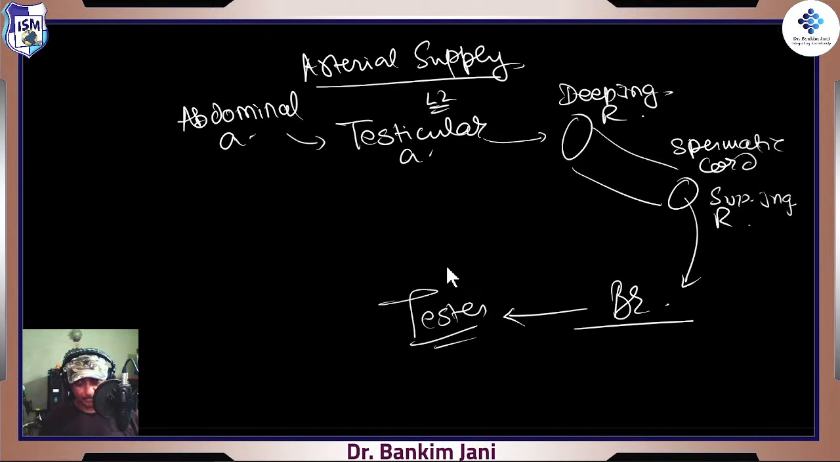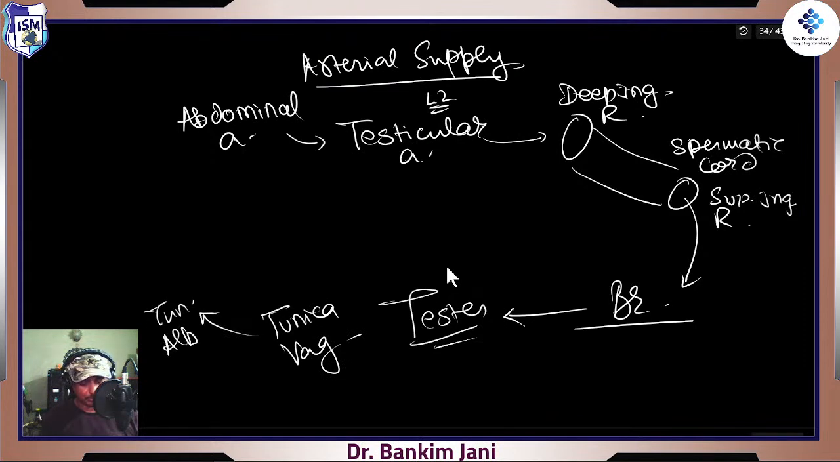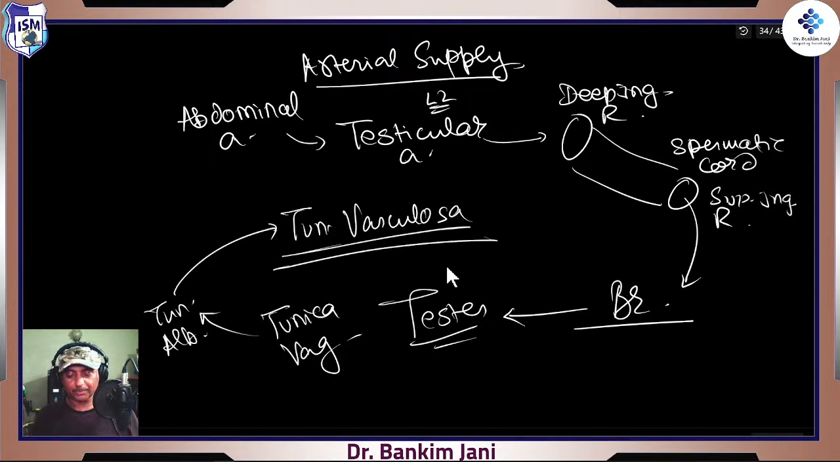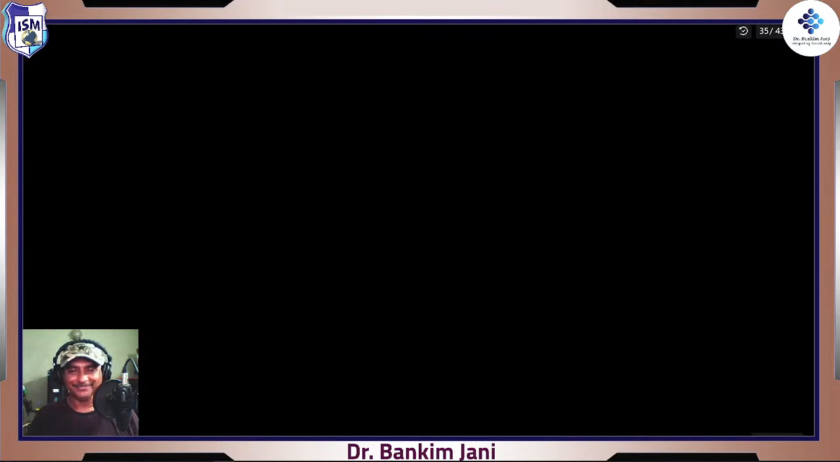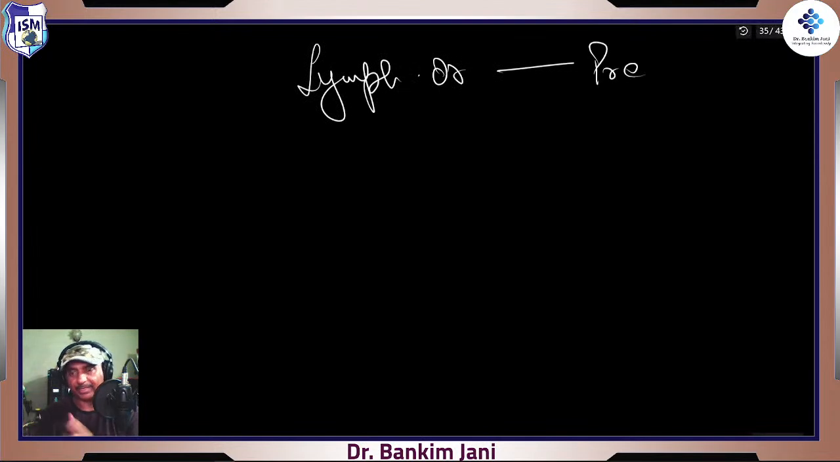So it pierces tunica albuginea. It has to, because it will finally go into tunica vasculosa and there it will supply, right? So this is like a fantastic arterial supply for it. Lymphatic drainage, they all are near the aorta, right? So I'll just say lymphatic drainage, they are all pre-aortic and para-aortic, that is, in other words, surrounding the aorta, aortic lymph nodes.